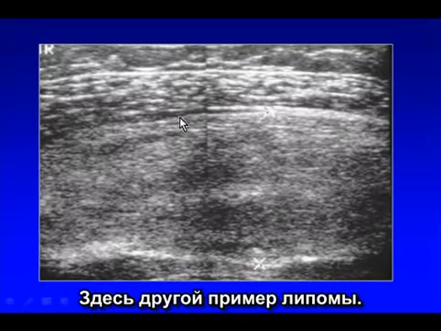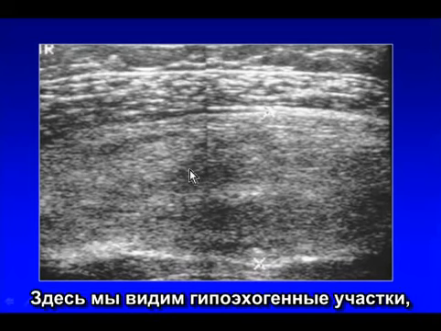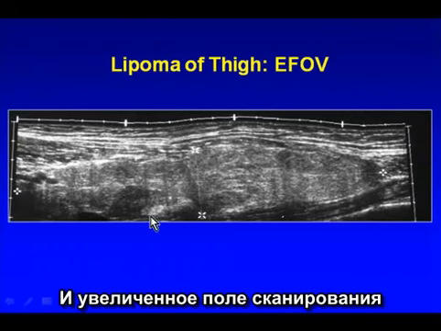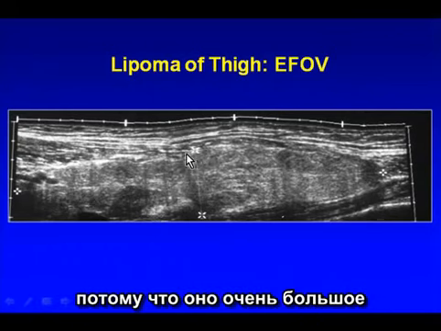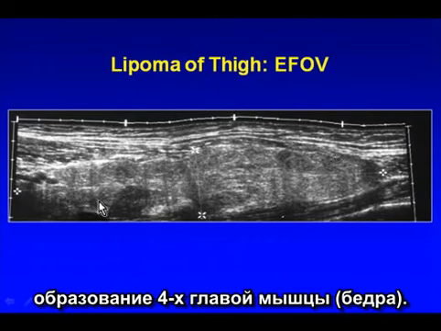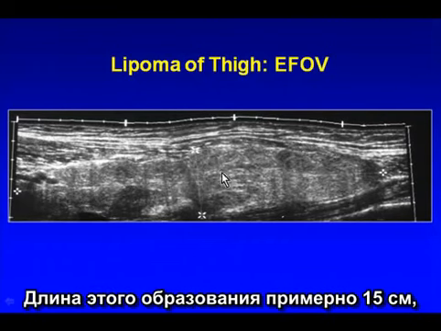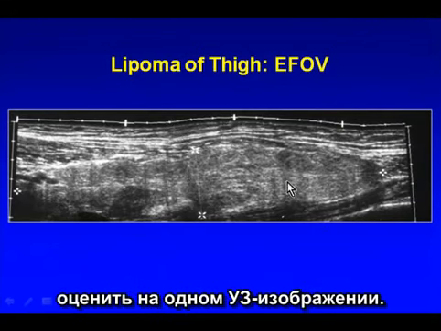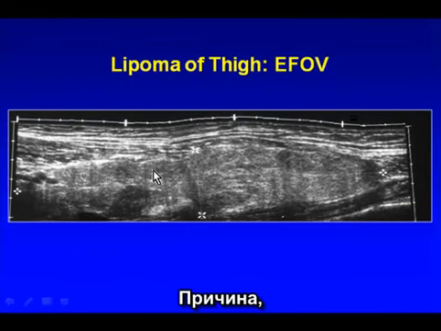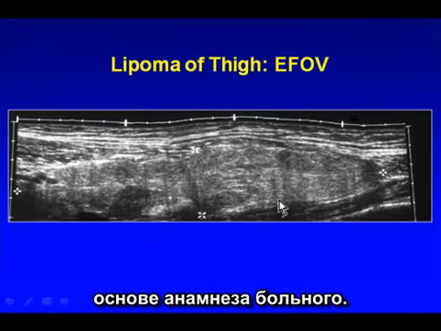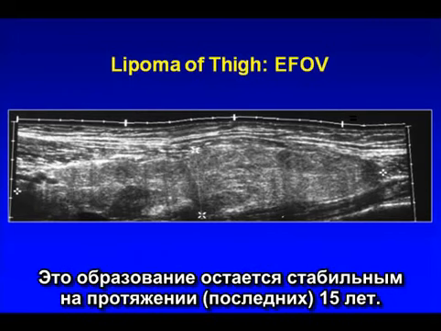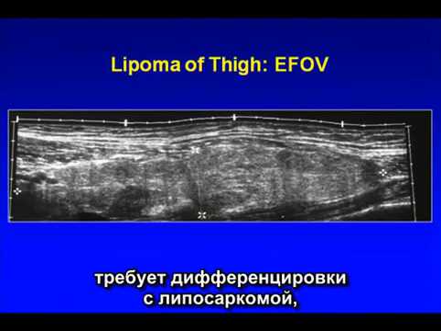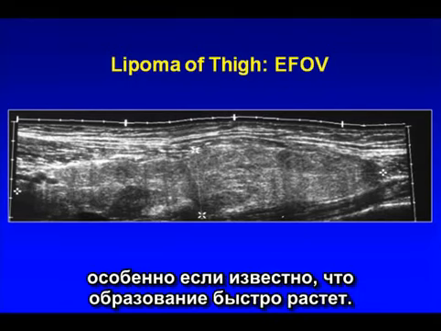Here's another example of a lipoma that has mixed echogenicity within it. There are some hypoechoic areas, some hyperechoic areas within it, and extended field of view really helps you delineate it better because it's a very huge mass that's involving the quadriceps muscles. It's about 15 centimeters in length, or even more, and it's something that you will not be able to appreciate all on one image. The reason I know this is a lipoma is that by patient history, it had been stable for about 15 years. But certainly, with a lesion this big, you'd have to put low-grade liposarcoma in your differential diagnosis, especially if there were a history of recent growth.